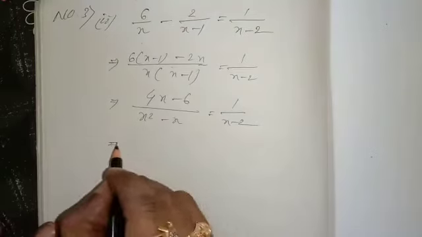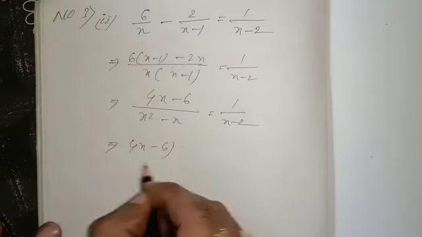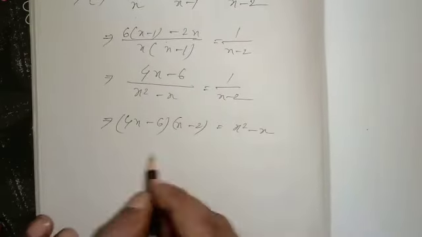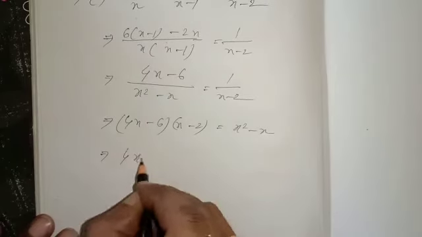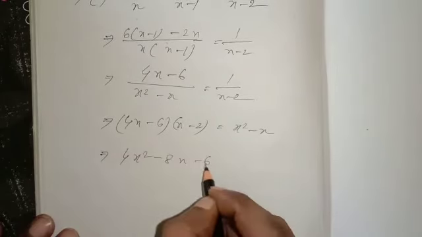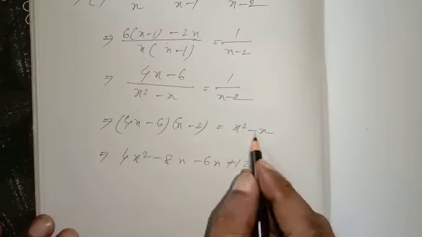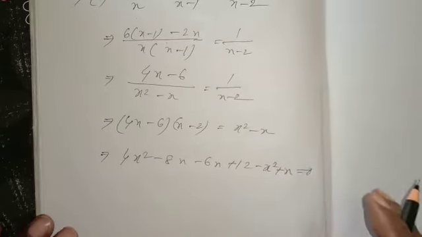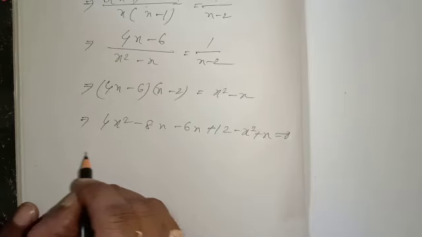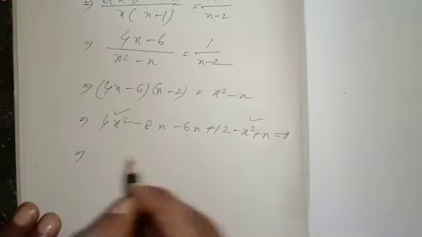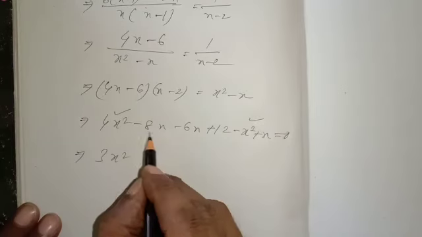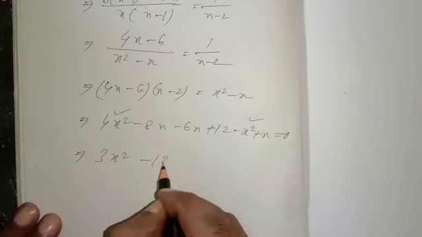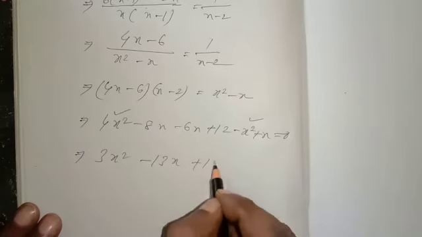After that, by cross multiplication, this will be (4x minus 6)(x minus 2) is equal to x square minus x. Now you have to open the bracket. If I open the bracket, this will be 4x square minus 8x minus 6x plus 12, and bringing these two terms to this side, minus x square plus x equal to 0. Finally, how much you are getting? 4x square minus x square, that means 3x square, minus 8x minus 6x, that is minus 14x, plus x, that is minus 13x, and this is plus 12 equal to 0.